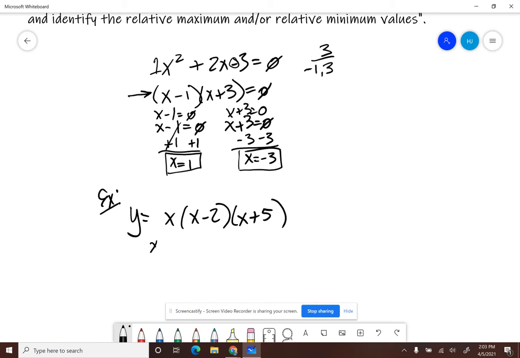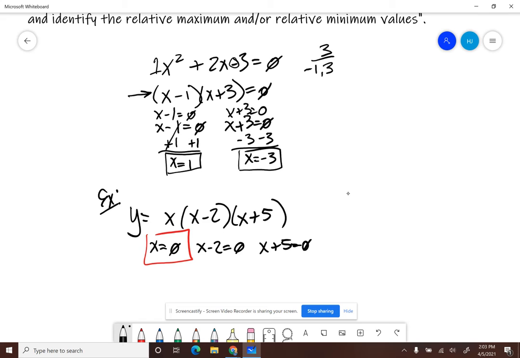So I would have x equals 0. That one's pretty simple because it's right there. I would also have x minus 2 equals 0, and x plus 5 equals 0. And again, on this one, I'm kind of already done, so that's part of my answer already. But here, I'm going to have to do some math.